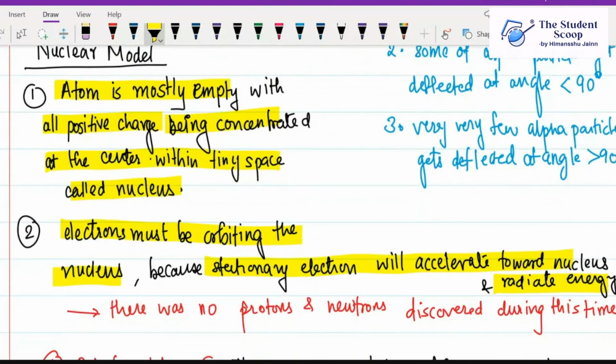Okay. During that time, we have to be very careful: no protons and neutrons had been discovered. This is a common question they ask in MCQs to confuse the student. But we have to remember the history. There were no protons and neutrons discovered at the time of this experiment.